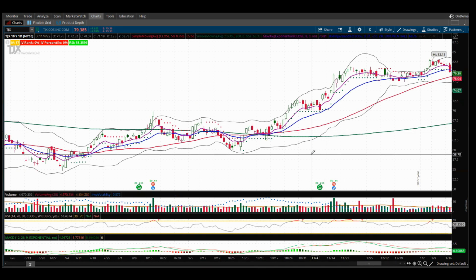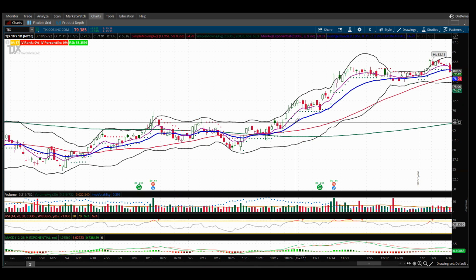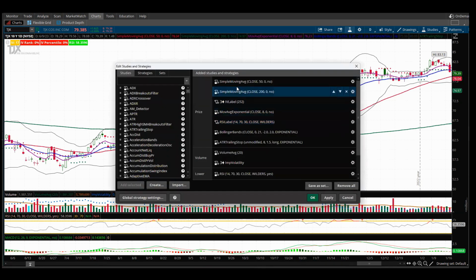Now, that will happen regardless, just because of the way the averages are calculated. But to help this along, for my 8-day and my 21-day, I use what's called an exponential moving average. So we can look at the way I have this set up. Those are the 50 and the 200. Okay, there's the 8-day. For the 8-day, what I use is the moving average exponential.